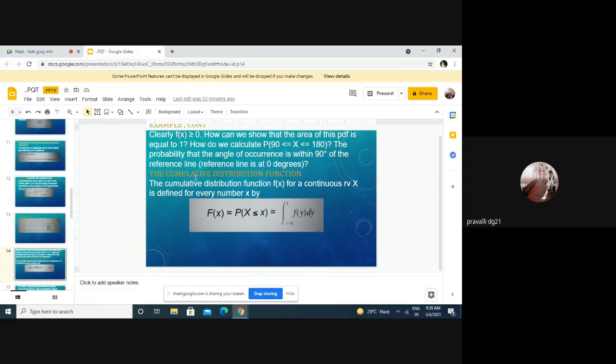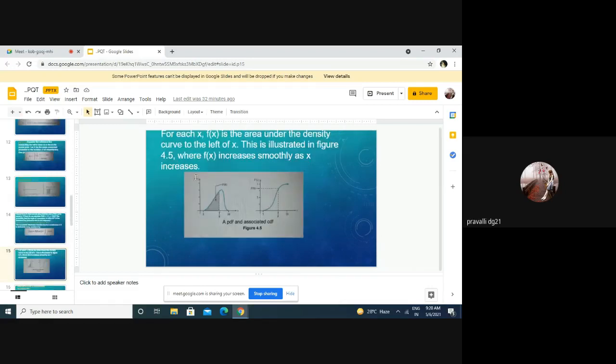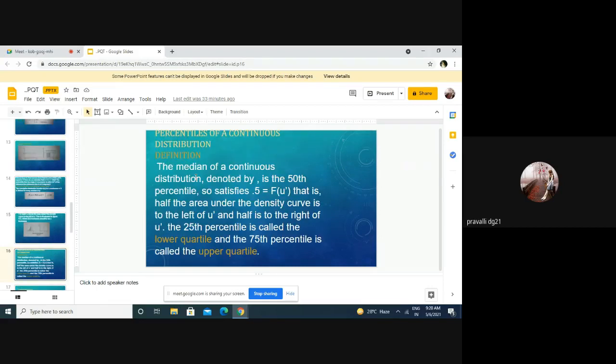The cumulative distribution function F(x) for a continuous random variable is defined for every number x by F(x) = P(X ≤ x) = integral from minus infinity to x of f(y) dy. For each x, F(x) is the area under the density curve to the left of x. This is illustrated in the figure, where F(x) increases smoothly as x increases.